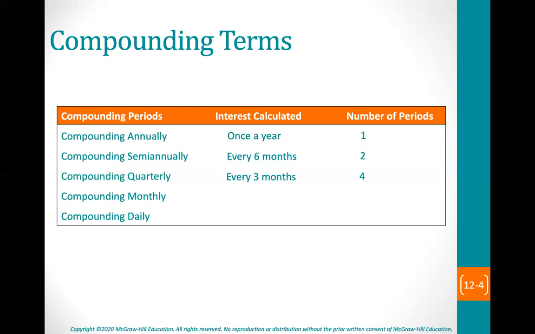If interest is compounded monthly, then interest is calculated every month. How many months in a year are there? 12. Lastly, interest compounded daily. Then this means the interest is calculated and compounded every day. So there are 365 periods when interest is compounded on a daily basis.